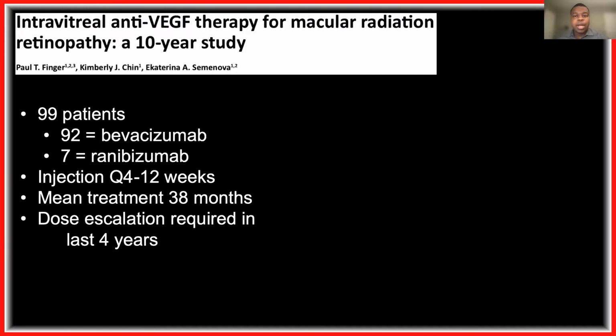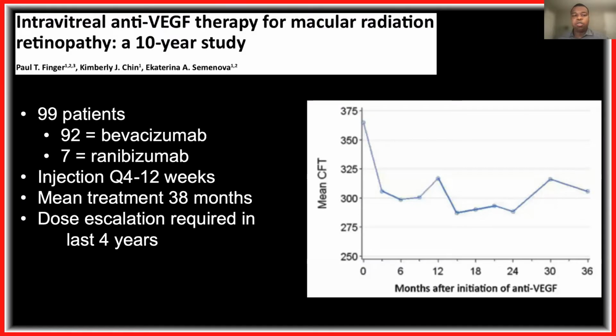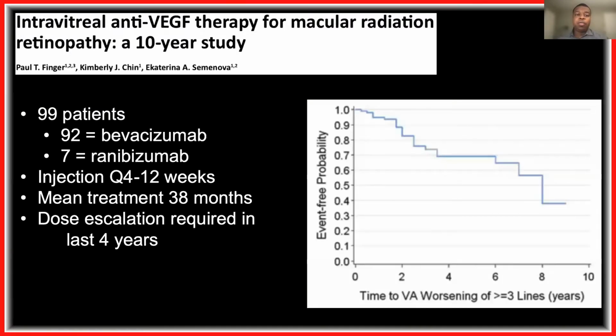So here's a study by Paul Finger and others looking at 99 patients who developed radiation retinopathy. And you can see that the injection timetable varied between every 4 weeks to every 3 months. And some patients required a dose escalation of medication over time. So what we can see is that the amount of fluid seemed to decrease over time with the intravitreal injections. And while that looks pretty good, we can see that over time, the visual acuity continued to get worse, even in the setting of decreased central foveal thickness.